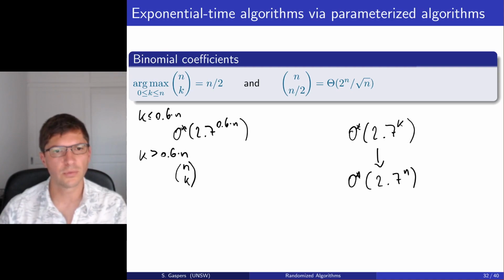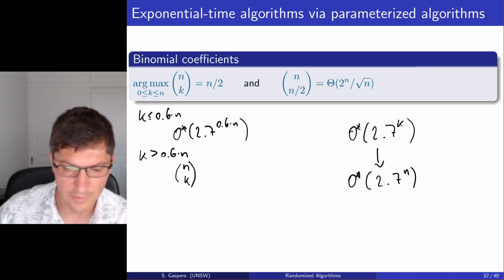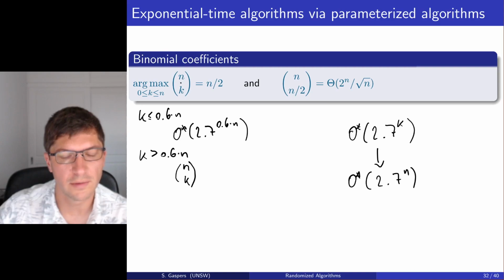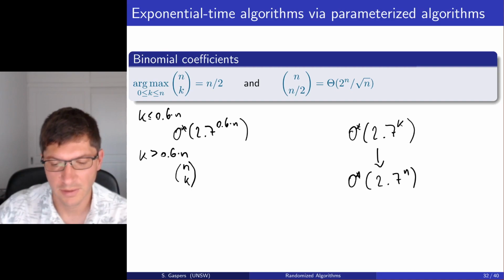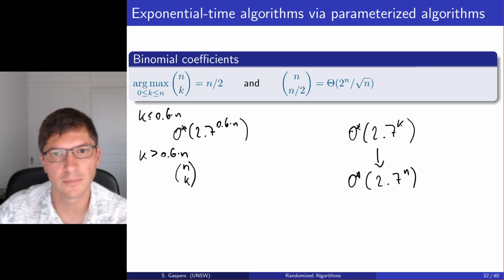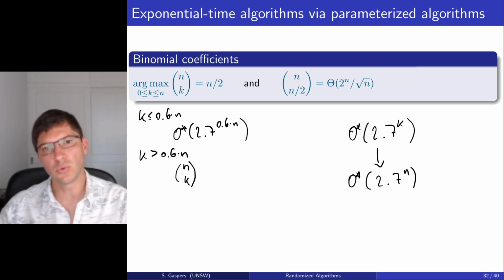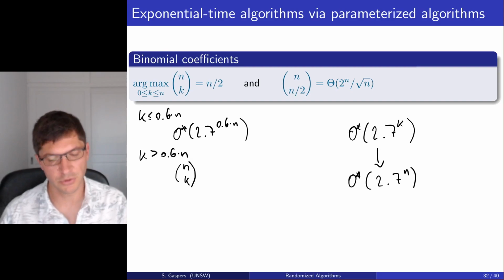And so why do we think that this is nice? Well, if we look at n choose k, then the worst case, so the maximum running time that we get, is when k is equal to n half. And if k is equal to n half, then the running time is roughly 2 to the power n divided by square root of n. But when k is bounded away from the middle, the running time should drop.